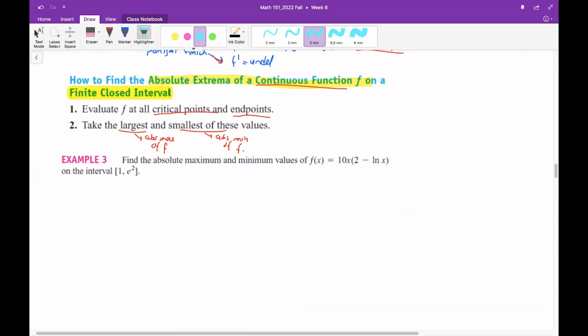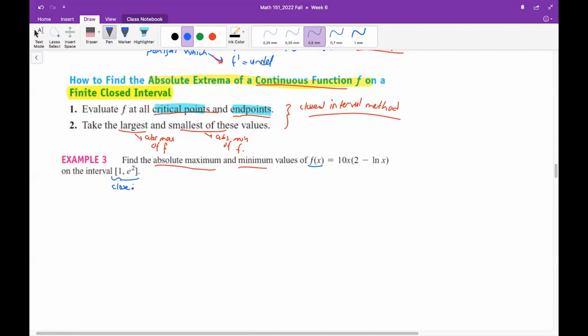So finding the critical points and the endpoints is the first step, which is the most crucial step of this method. This method is called the closed interval method, by the way. Okay, so find the absolute max-min values of this function over this interval. Our function is this one, and we will be dealing with this closed finite interval.